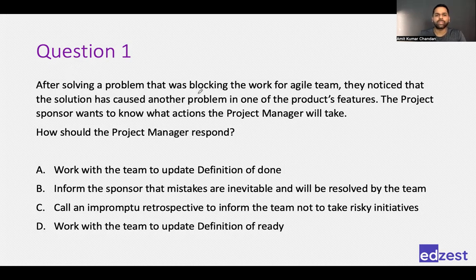After solving a problem that was blocking the work for an Agile team, they noticed that the solution has caused another problem in one of the product's features. The project sponsor wants to know what actions the project manager will take. Whenever we solve a question, first we understand the scenario well. The scenario is the team solved a problem, but then the solution caused another problem. We made some changes, and because of those changes, some other problem also arose. So the sponsor is asking, what actions will you take as the project manager?